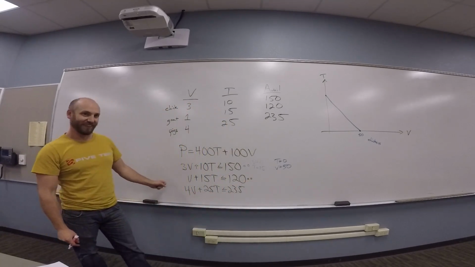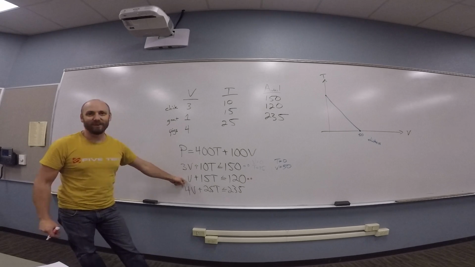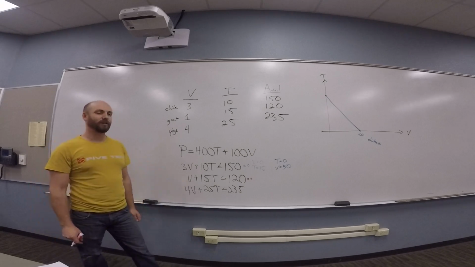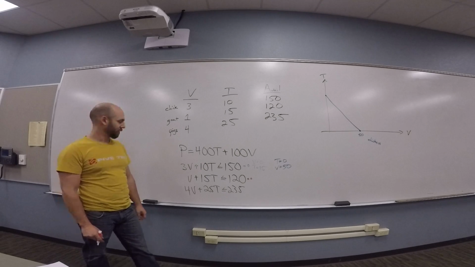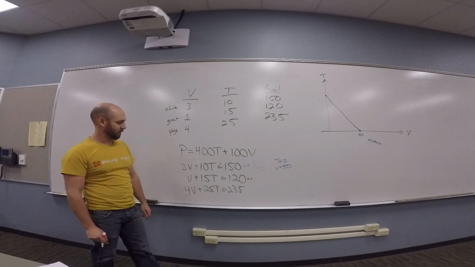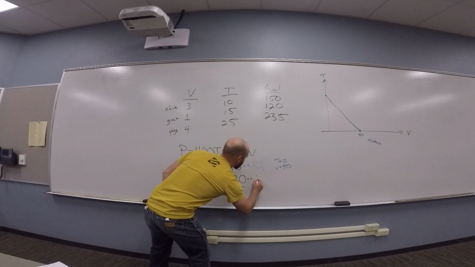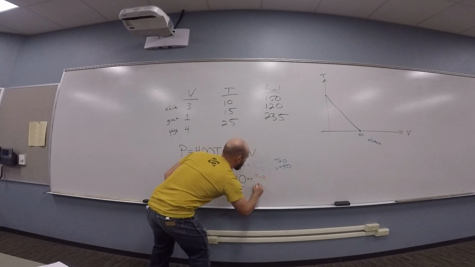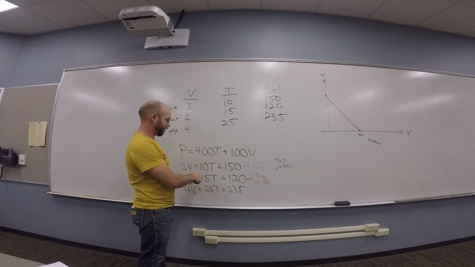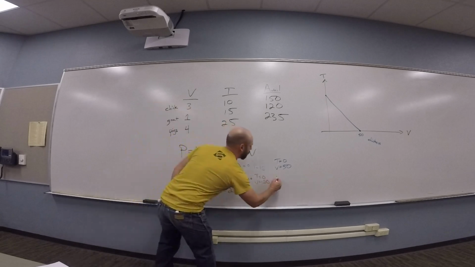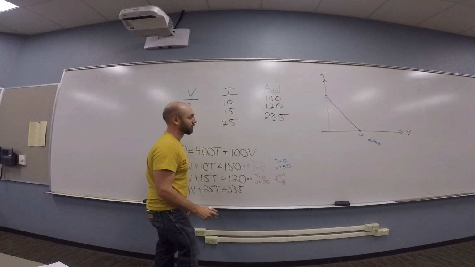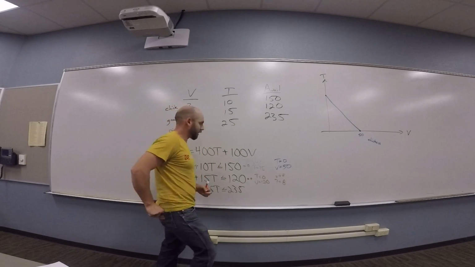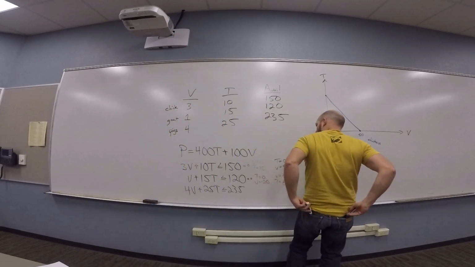Alright. So, V plus 15T is less than or equal to 120. What are your intercepts there? 120 and 8. If T is 0, V is 120. And if V is 0, then T is 8. Oops, and I forgot to label this one.